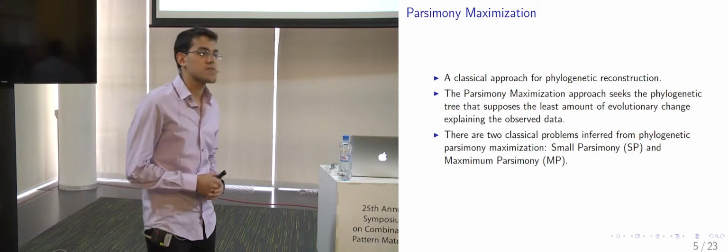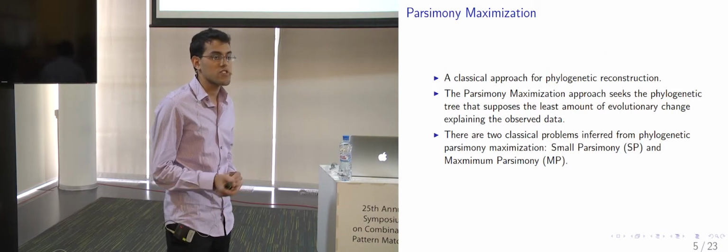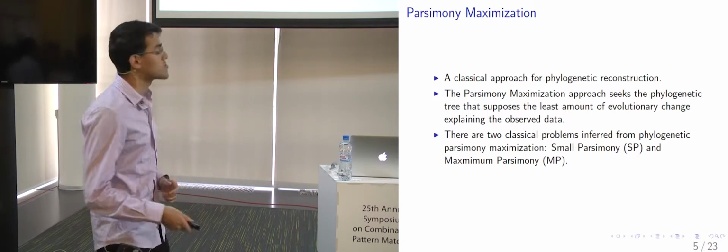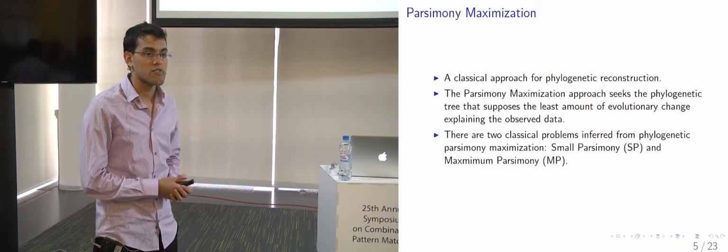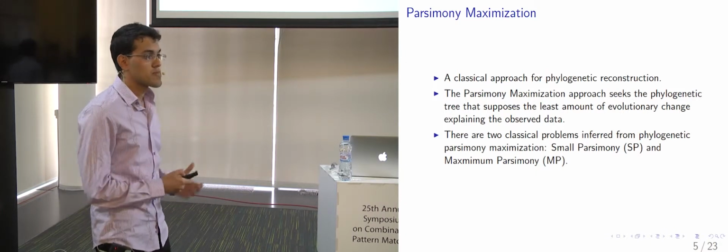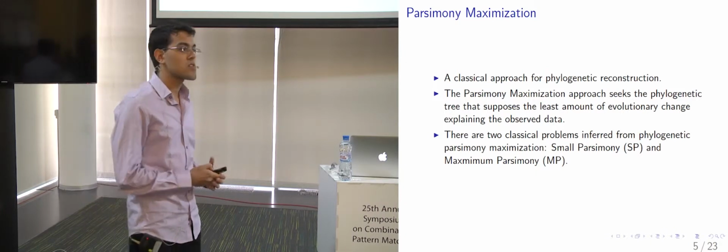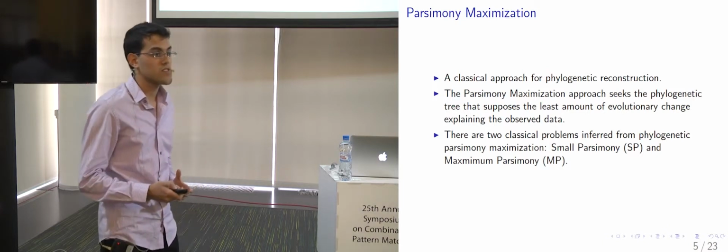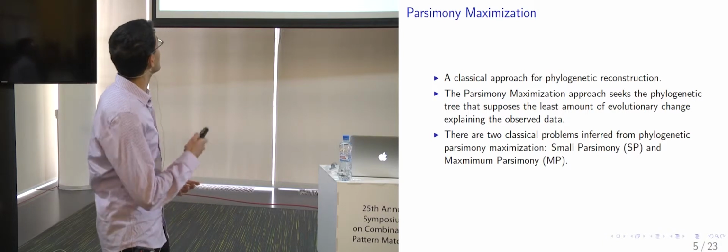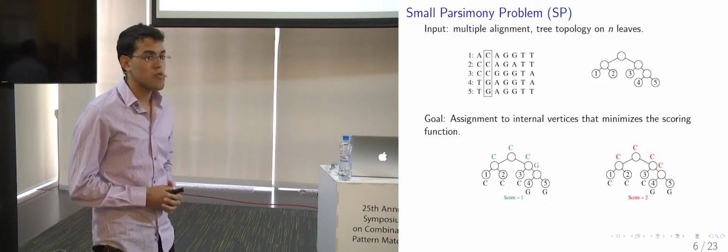The maximum parsimony model is a classical model for phylogenetic reconstruction. In this model, we want to find the tree topology that requires the least amount of evolutionary changes over the tree. There are two problems inferred from this model, the small parsimony problem and the large one, which is also called the maximum parsimony problem. We'll start with the small parsimony problem.